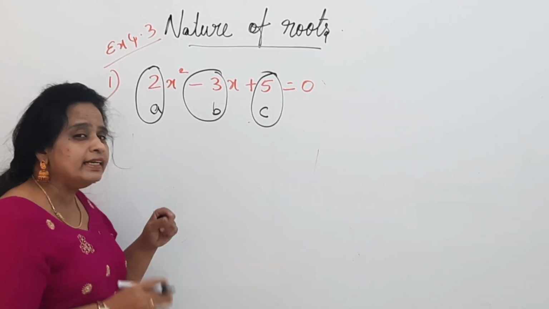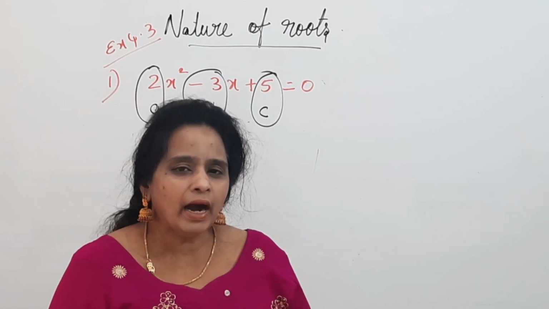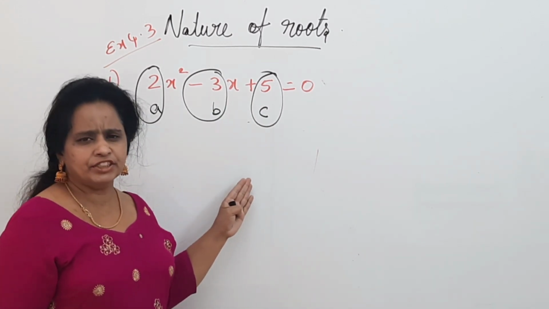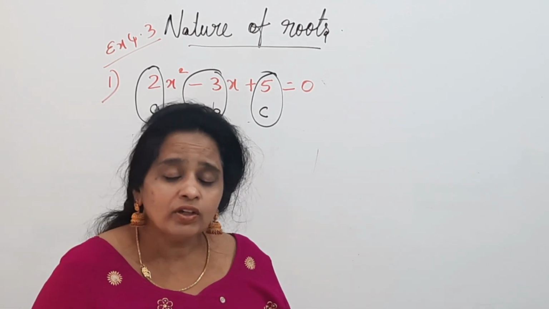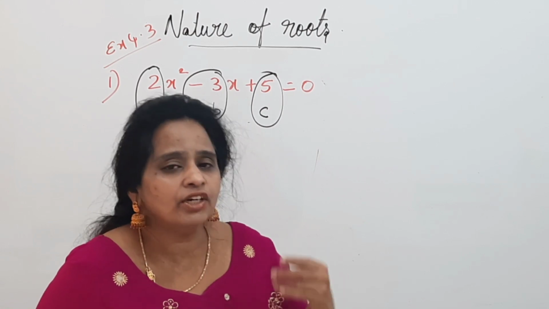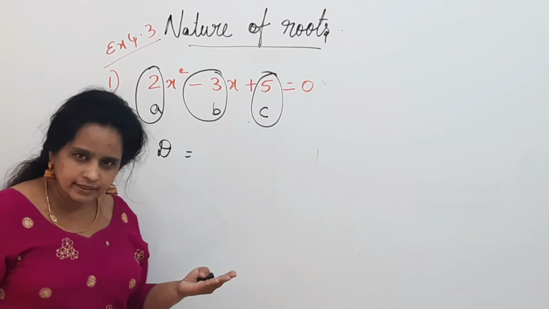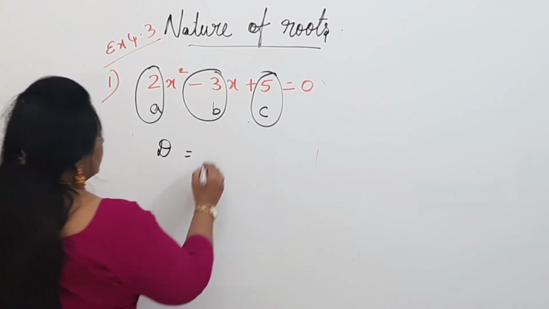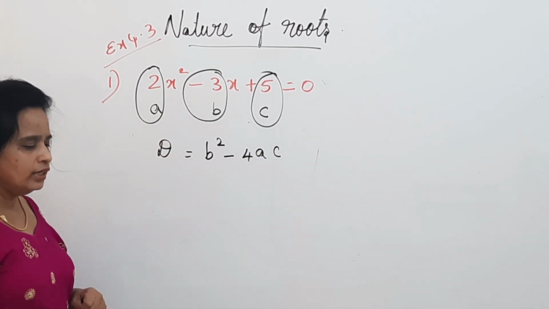So you are finding the nature of the roots. I told you the nature is determined by the discriminant d. So I don't want the full quadratic formula x is equal to. Why? Because that is for solving x. My question is find the nature of the roots. So that is enough to prove whether d is less than 0, equal to 0, or greater than 0. Now d is equal to b square minus 4ac. This is what I am going to substitute.